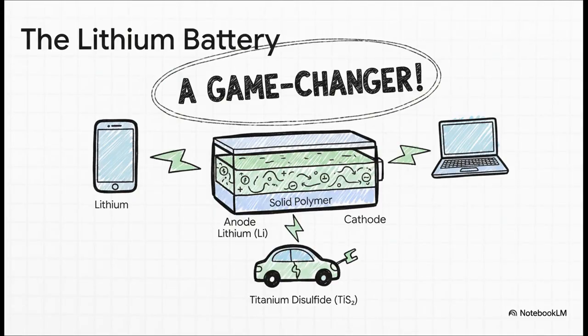And now we get to the lithium battery, truly a game changer. So what's its secret sauce? It's a solid-state battery. Instead of having a liquid electrolyte sloshing around inside, it uses a solid polymer. This brilliant innovation lets engineers make batteries that are incredibly thin, lightweight, and even flexible, all while packing a massive amount of energy into a tiny space. This is the technology that makes our modern world of smartphones, laptops, and electric vehicles even possible.